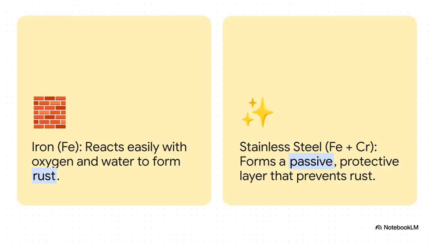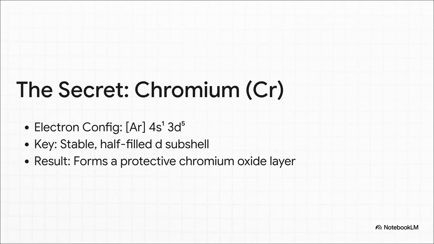Well, a core difference is just fascinating. Pure iron is super reactive. It basically wants to combine with oxygen and water to become rust. But when you mix in a special ingredient, its entire personality changes. It puts up a shield. And that secret ingredient is chromium.